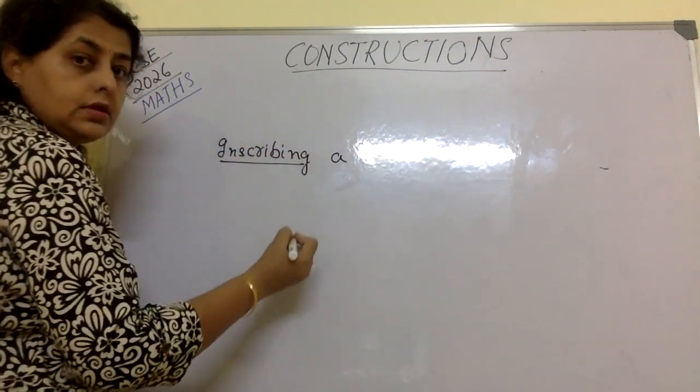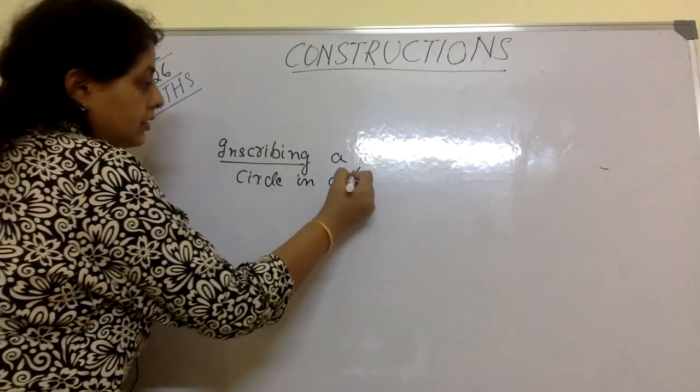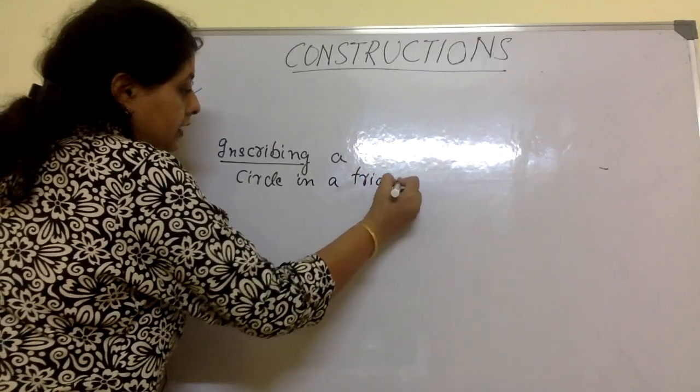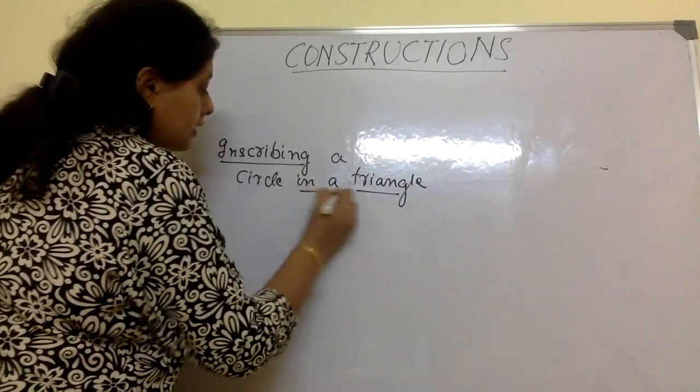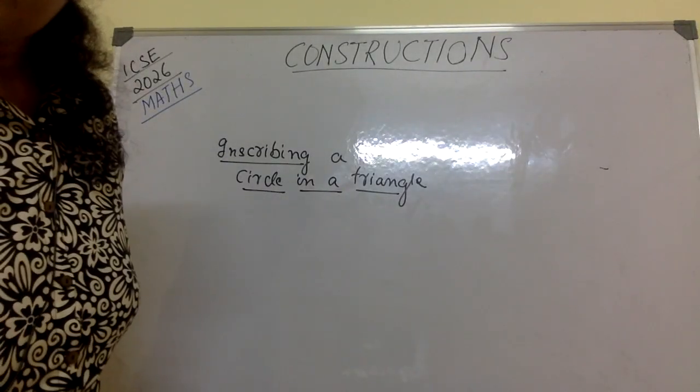inscribing a circle in a triangle. Inscribing a circle in a triangle. How to inscribe a circle in a triangle?